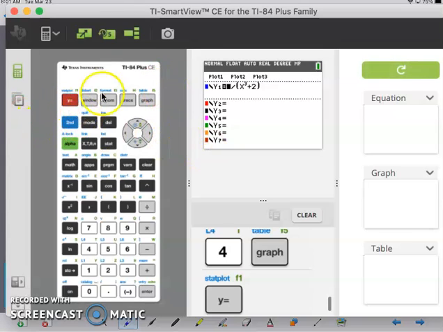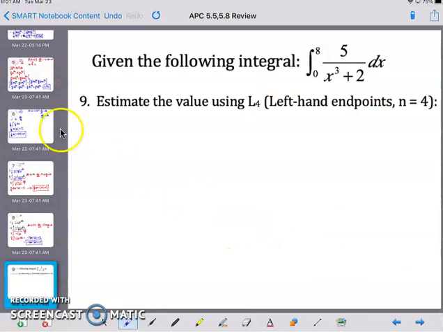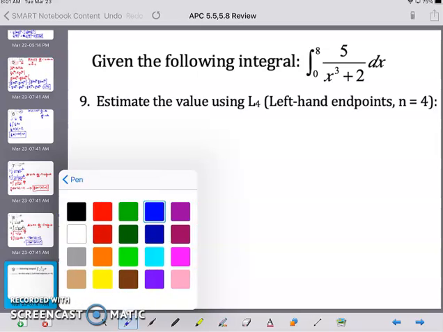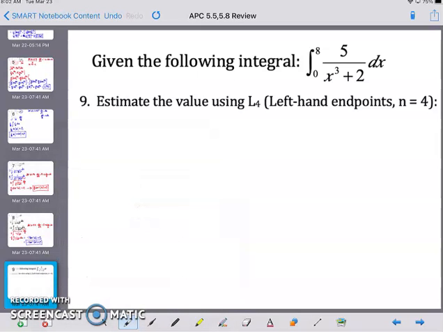For my first example, I'm going to be estimating the value of the integral using left-hand endpoints. They tell us to use n equals 4 also, so 4 rectangles, left-hand endpoints. If this is our x-axis here, 1, 2, 3, 4, 5, 6, 7, 8, and we're looking at left-hand endpoints.